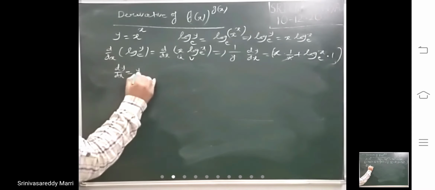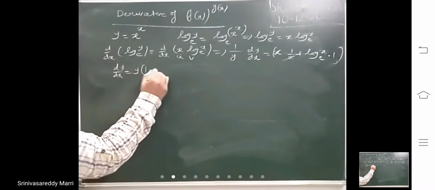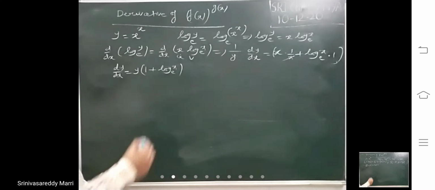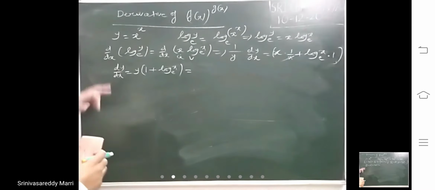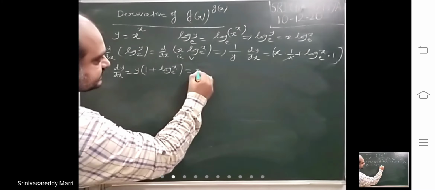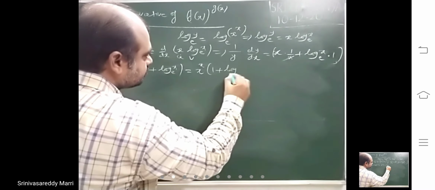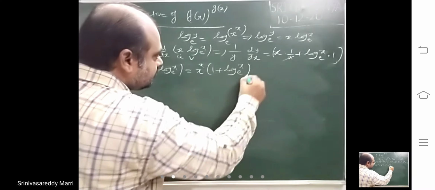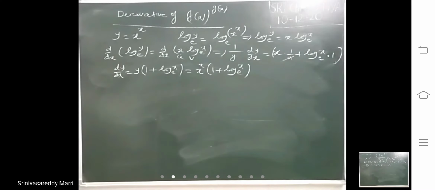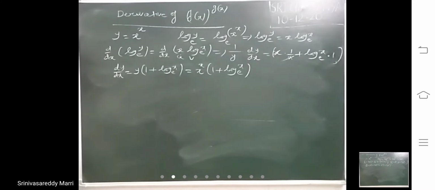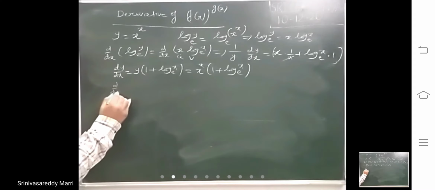So dy by dx is nothing but y into 1 plus log x to the base e. Finally, y is what? x power x. So like that, when function to the power function, take y and then apply logarithm and then d by dx on both sides. This is very important formula.